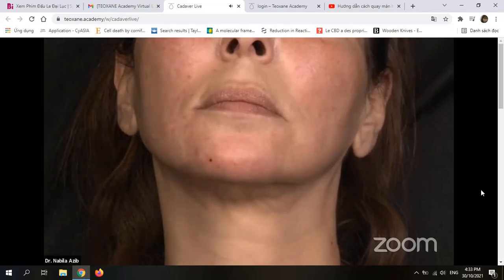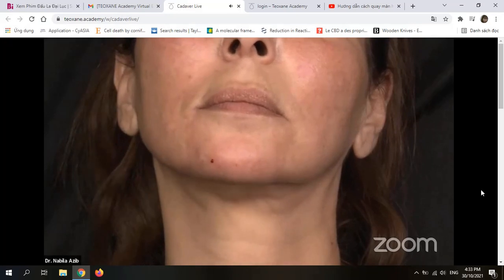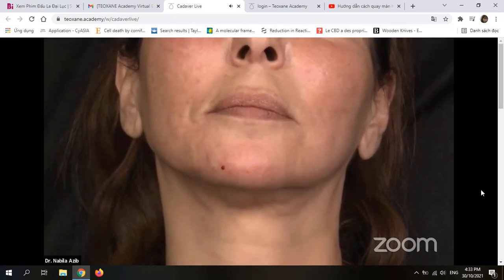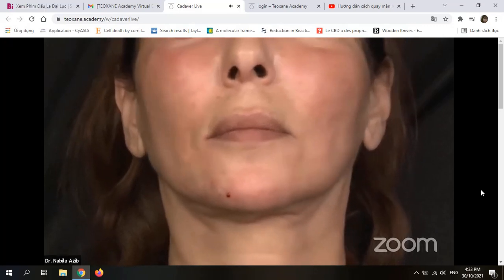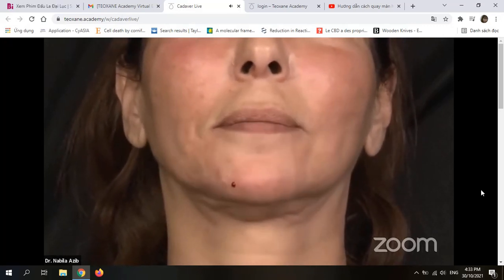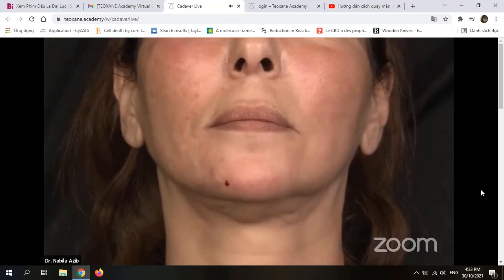Je peux voir dans le miroir. Non, je prépare l'aiguille grise. L'aiguille grise. Tu peux me donner l'aiguille grise?